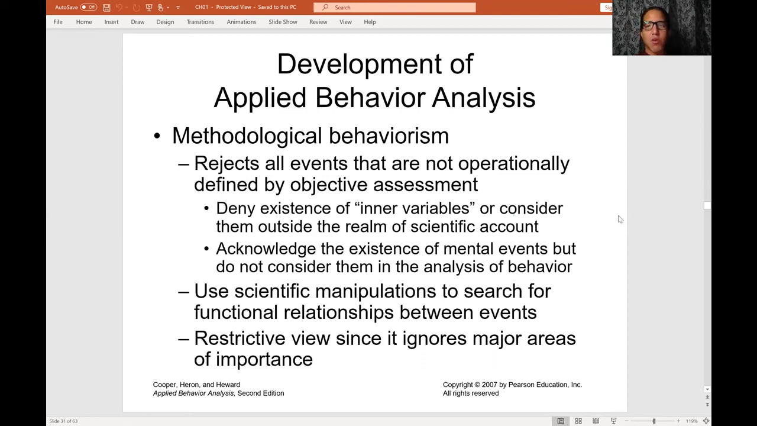Methodological behaviorism rejects all events that are not operationally defined by objective assessment, to deny the existence of inner variables or consider them outside the realm of scientific account, acknowledge the existence of mental events but do not consider them in the analysis of behavior. They use scientific manipulations to search for functional relationships between events. It is a restrictive view since it ignores major areas of importance, right? Because private thoughts and feelings do influence behavior, and they are important, you know?